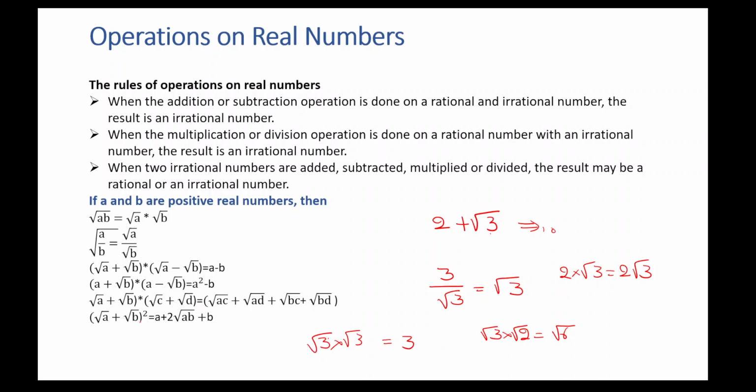Root a plus root b whole square: we apply the formula x plus y whole square, which is nothing but x square plus 2xy plus y square. Similarly here, in place of x we substitute root a. So root a whole square is a, 2 into root ab, and root b whole square is b.